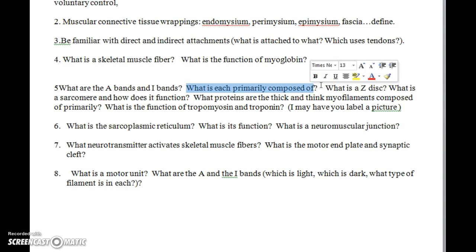Remember that picture we drew of the sarcomere, the thin filaments, the thick filaments, and the Z disc and all that stuff? Oh, here. It says I may have you label a picture. That's possible. You'll definitely get questions about the parts if you don't label a picture, so check that out anyway. What's a sarcomere?